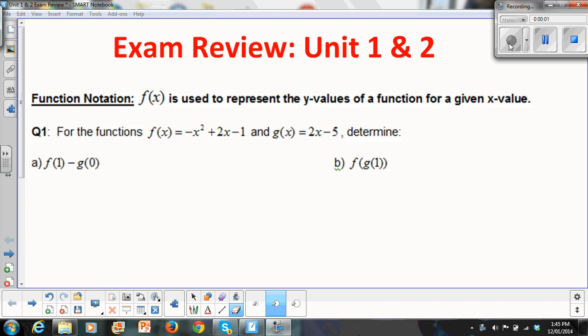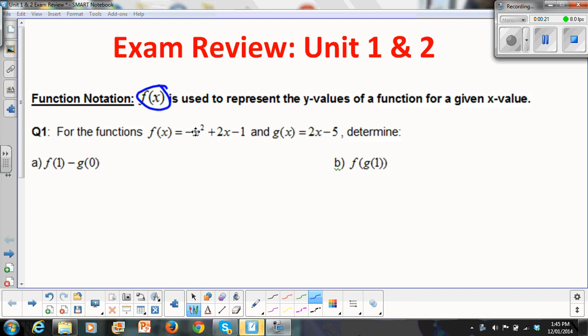The first thing that we're going to review for exams is function notation. If we remember, function notation is when we're talking about a relationship that we know is functional, which means that for every x value, there's only one y value, which you can review in your notes. And we use the notation of f of x.